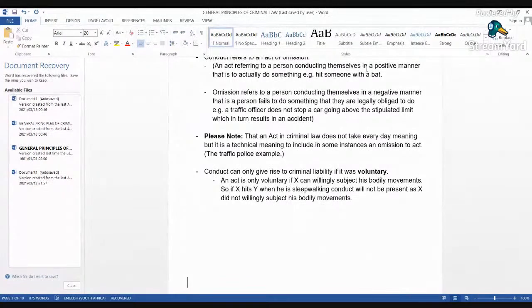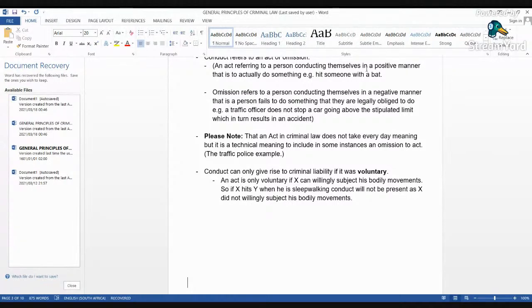Another bizarre example: take someone who has been hypnotized, so that when they hear the word red, they have to smash a car or something. If that person hears the word red and then picks up a bat and smashes a car, because he has been hypnotized, he will not be regarded as having acted, because remember, it is involuntary. It is not voluntary.